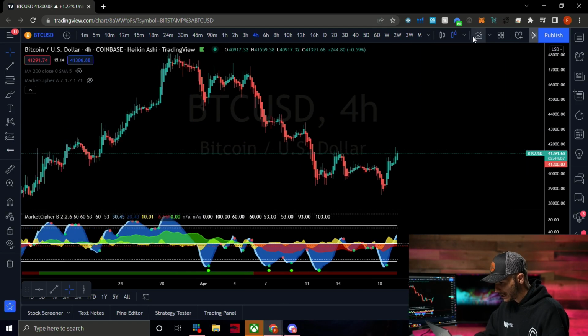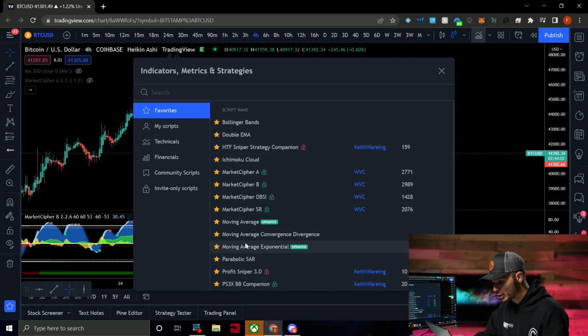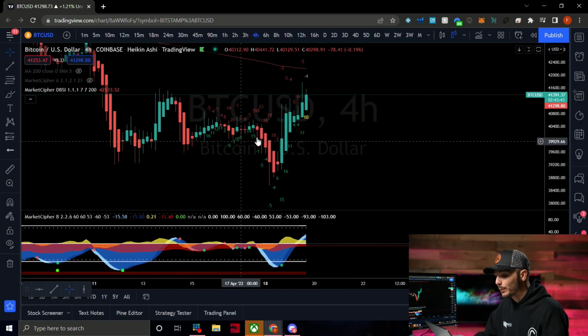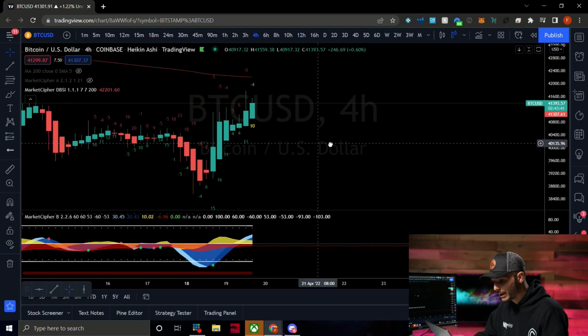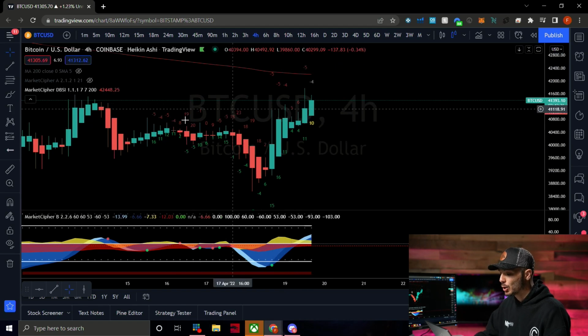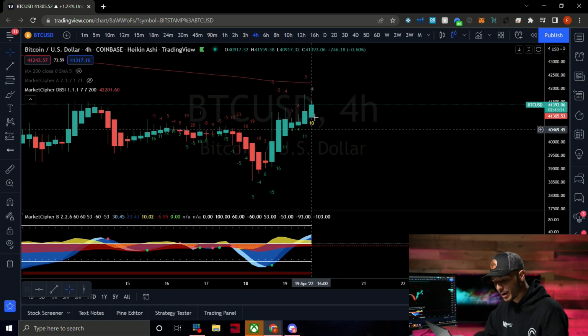So you're going to want to click on the indicators button right up here. You'll see this window pop up. And if you do have Market Cipher, all of your Market Cipher indicators should pop up here. You'll see we have Market Cipher A, Market Cipher B, DBSI, and Market Cipher support and resistance. So we're going to go ahead and click on Market Cipher DBSI. And when we come back to our chart, you will see that we now have numbers that pop up on the top and the bottom of each candle. So basically with the DBSI, it prints numbers on the top and the bottom of each candle.